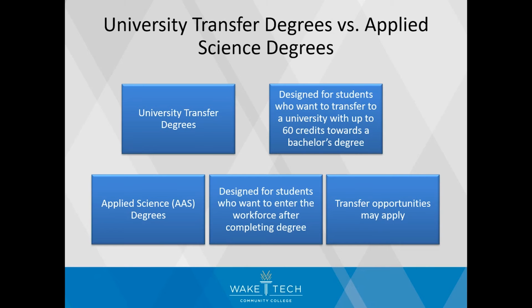So our university transfer degrees are designed for students who are interested in transferring to a university with up to 60 credits toward a bachelor's degree. And the associate and applied science degrees, these are designed for students who are thinking about entering the workforce after completing a degree. In other words, these students want to be able to gain some skills and training under their belt that will prepare them as they enter the workforce. And as I said earlier, a lot of these associate and applied science degrees do have transfer options, and we're going to explore that a little bit today.